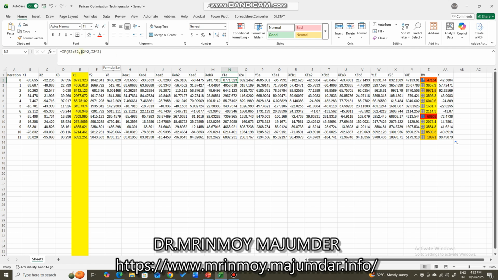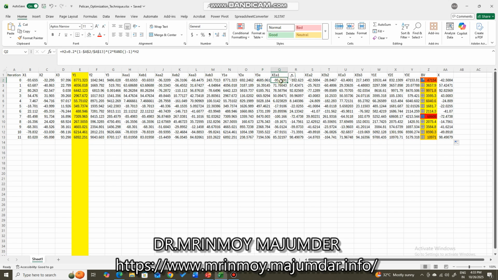So if e2 is greater than e2, then first equation. If not, second equation. That means first equation value is stored here, so h2. Second equation value is stored here, so i2. Clear? Similarly j2, k2, l2, m2, and y1 is the y of agent 1, y2 is agent 2, y3 is agent 3, and these are all for exploration.